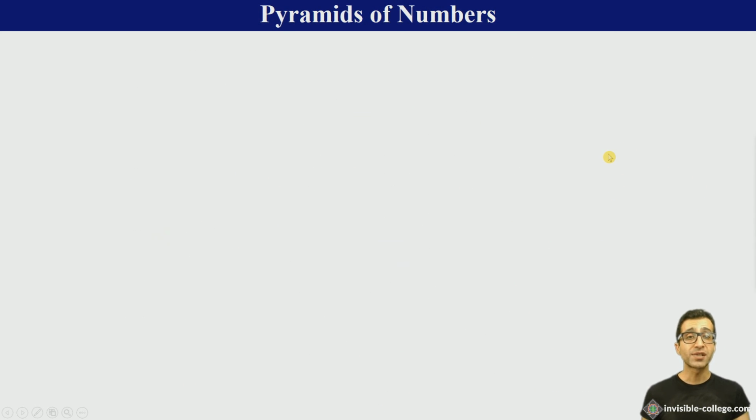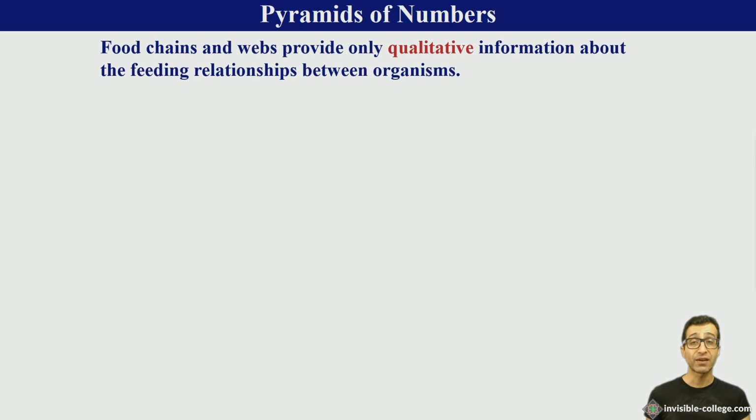So food chains and food webs are qualitative descriptions of the feeding relationships between organisms, but as scientists, qualitative descriptions only have limited value. We need to be able to quantify these relationships, and of particular interest to ecologists are quantifying the numbers of organisms, the biomass of the organisms at each trophic level, and the energy available at each trophic level. So we're going to look at various different ways of conceptualizing this.